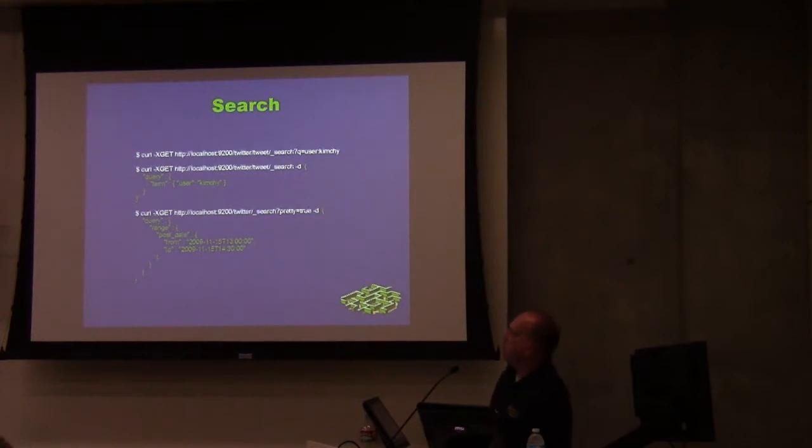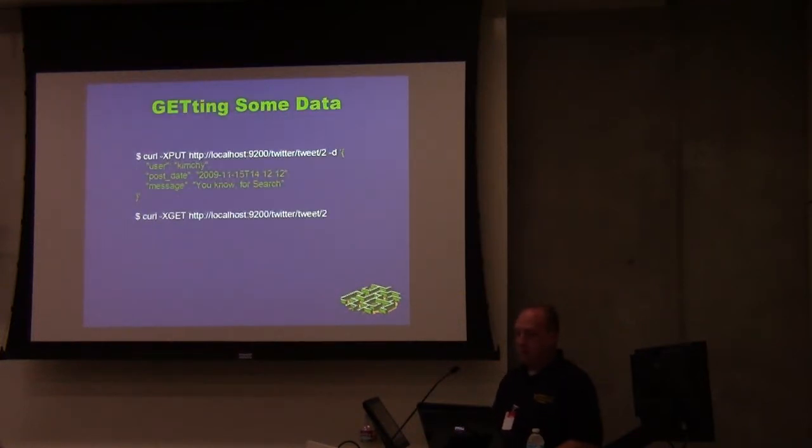A little bit about some of the search queries. In the top one, the field is user and the query is kimchi. The second one is the same query, just in a different format: JSON format versus the HTTP format. And the third one shows an example of doing a range query on the post date, giving it dates that Elasticsearch can do the range query between. Just a quick example.